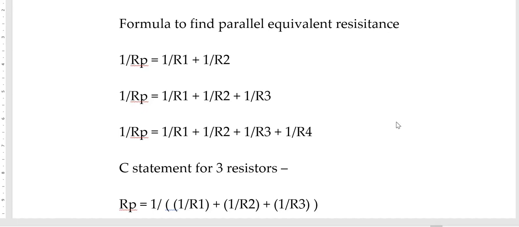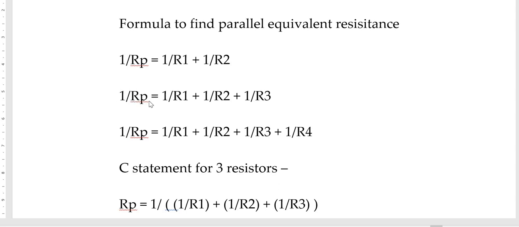Mathematical calculations are done using arithmetic operators in C. So we know the formula to find the parallel equivalent resistance. If there are two resistors, then 1 upon Rp is equal to 1 upon R1 plus 1 upon R2. If 3 resistors, then 1 upon Rp is this value. If 4 resistors, then this value.